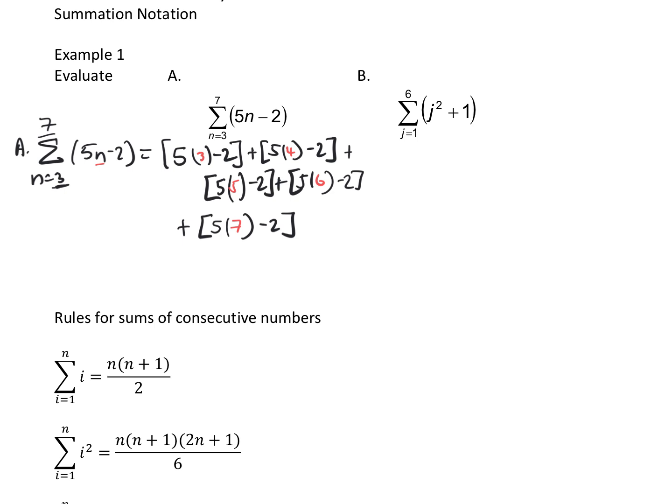So the first one here, 5 times 3 is 15. 15 minus 2 is 13. Plus, this one here, 5 times 4 is 20. 20 minus 2 is 18. This one here, 5 times 5 is 25, minus 2 is 23, plus 5 times 6 is 30. 30 minus 2 is 28. And then lastly, 5 times 7 is 35, minus 2 is 33. And then when you total that up, you get 115. Okay?